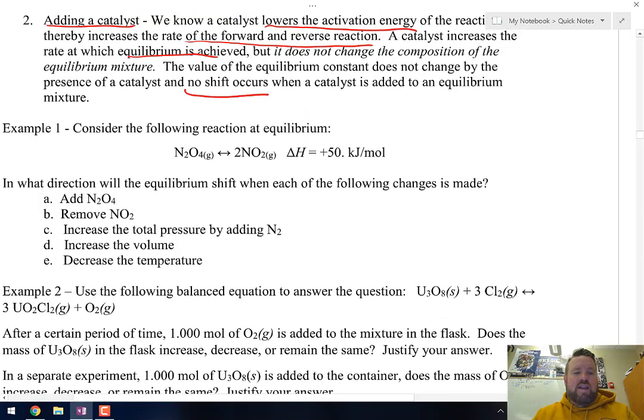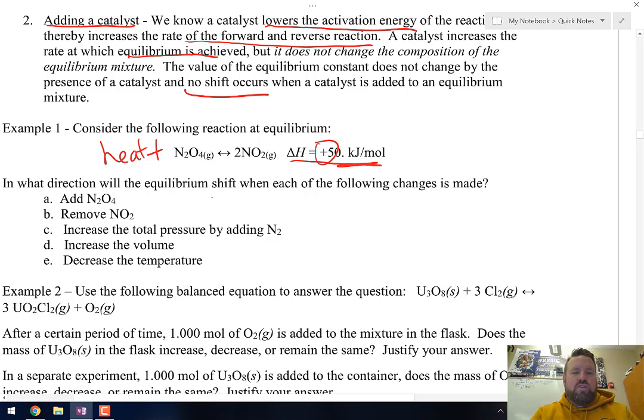All right, so let's look at some examples here. In which direction will the equilibrium shift when each of the following changes is made? So first of all, right away, I see the enthalpy change as being positive. So I'm going to write heat over here on the reactant side. Whenever I see a positive delta H, just write heat as a reactant. If it's negative, write heat as a product.